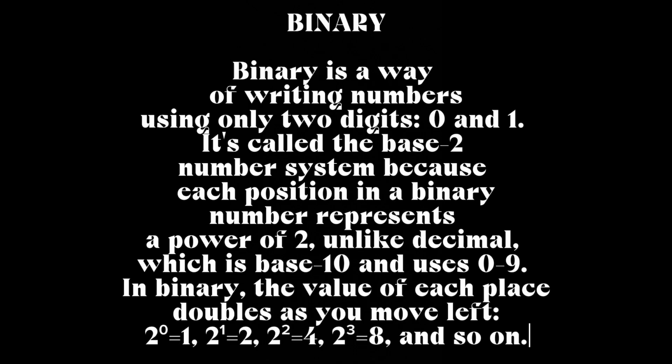So what is binary? Binary is a way of writing numbers using only two digits, 0 and 1. It's called the base 2 number system because each position in a binary number represents a power of 2, unlike decimal, which is base 10 and uses 0 to 9. In binary, the value of each place doubles as you move left. 2 to the power 0 is equal to 1. 2 to the power 1 is equal to 2. 2 to the power 2 is equal to 4. 2 to the power 3 is equal to 8, and so on.